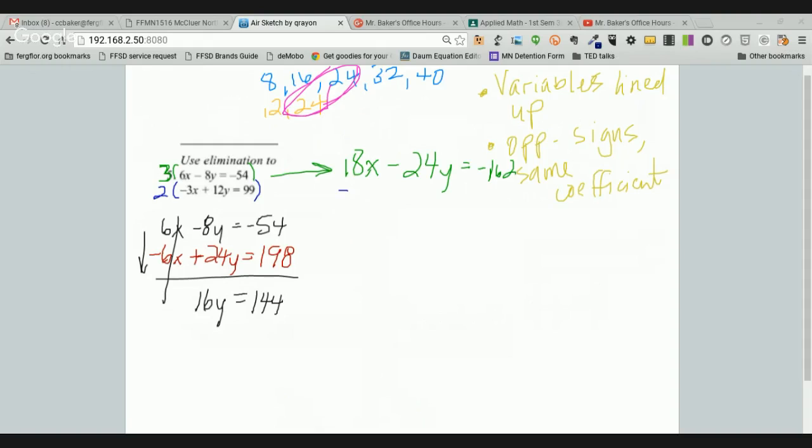And then doing everything on the bottom by 2. -6x plus 24y equals 198 again. Okay, and you'll see this time, if I had done that, when I add down, 18 and negative 6 is 12x. Negative 24 and 24, that's a 0, so those eliminate, which was our whole goal. And negative 162 and 198 is 36.